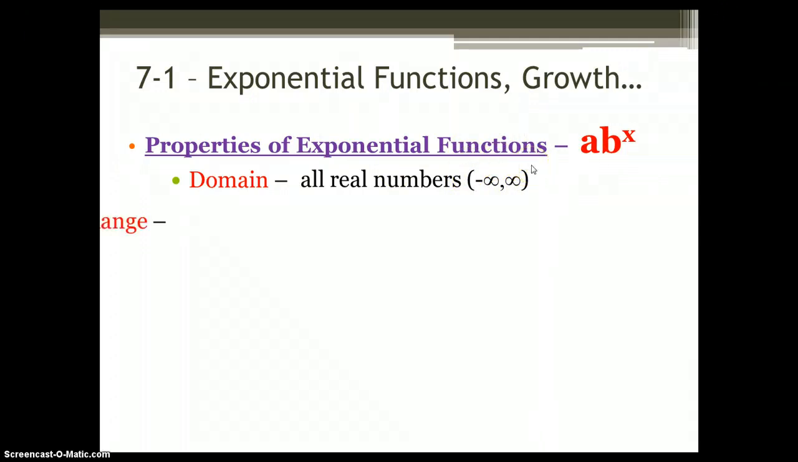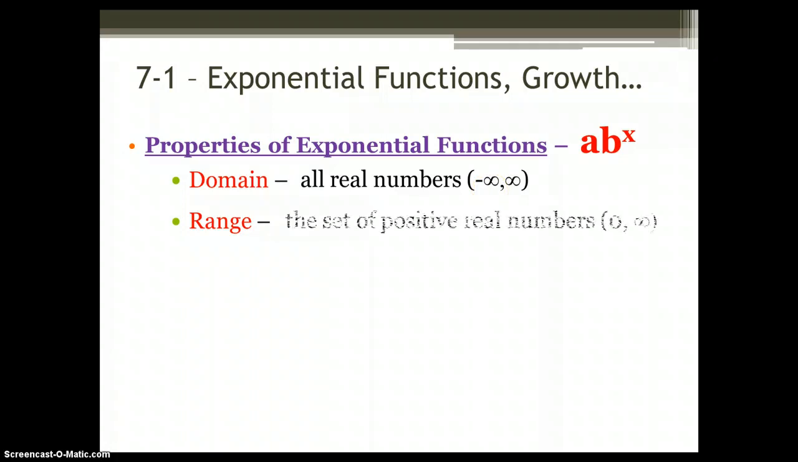We also have to talk about the range of our function. The range is all your outputs, your y values. What are our outputs when we sub in these real numbers? In this case, any number subbed in for x always outputs a positive real number. We represent this as 0 to infinity in interval notation.